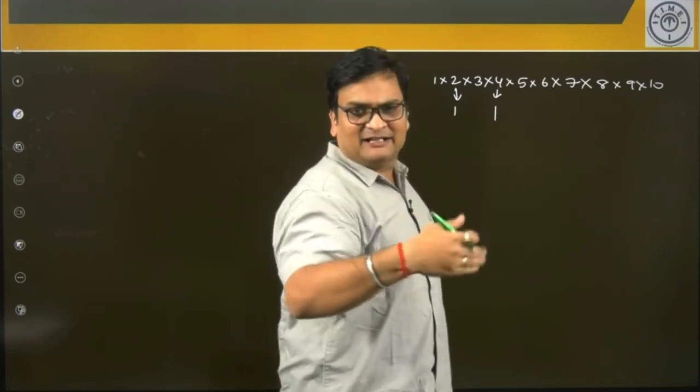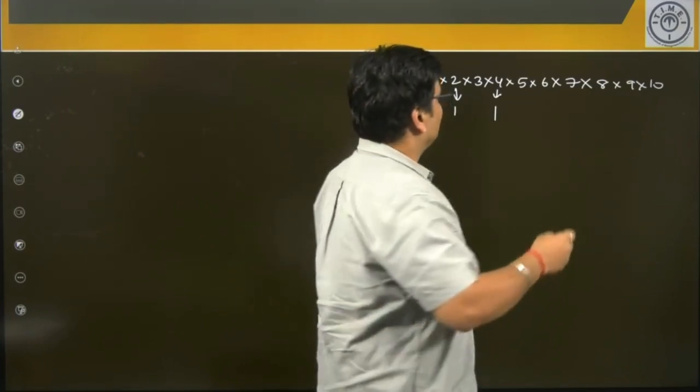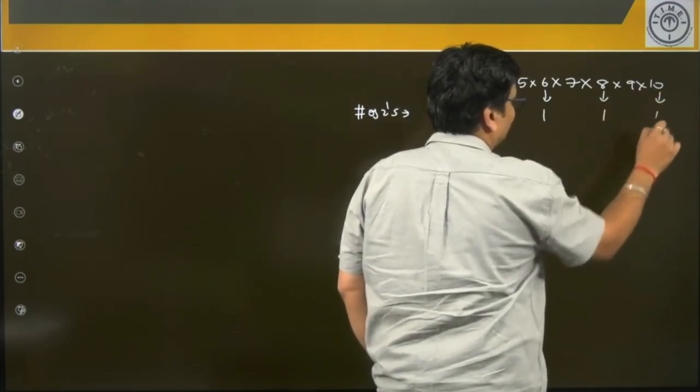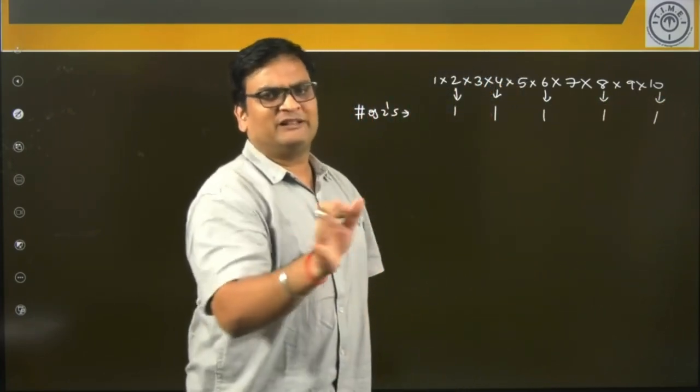So basically every second number will be having a 2, right? So 6 will also be having a 2 in here. 8 will also have a 2. 10 will also have a 2. There is no 12th, I will stop.